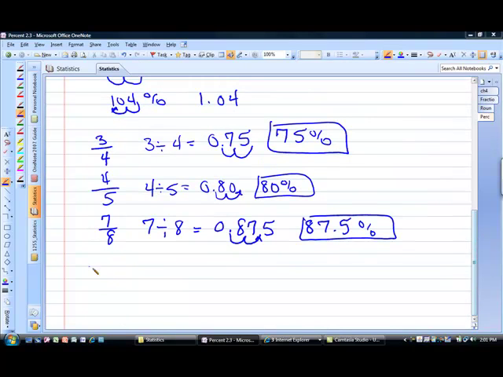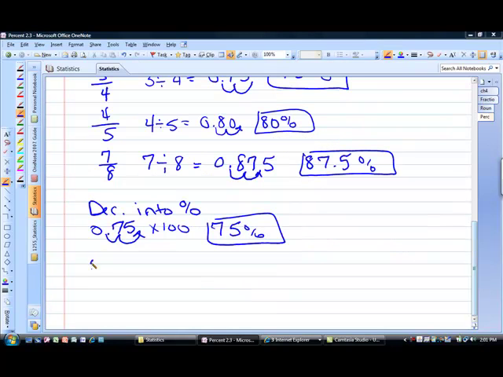If we want to make decimals into a percentage, let's say we have 0.75. Again, we can multiply by 100 or move our decimal place over 2 places, and that will give us 75%. If we had 0.09 and we want to make this into a percentage, we will move our decimal place over 2 places, and that will result in 9%.